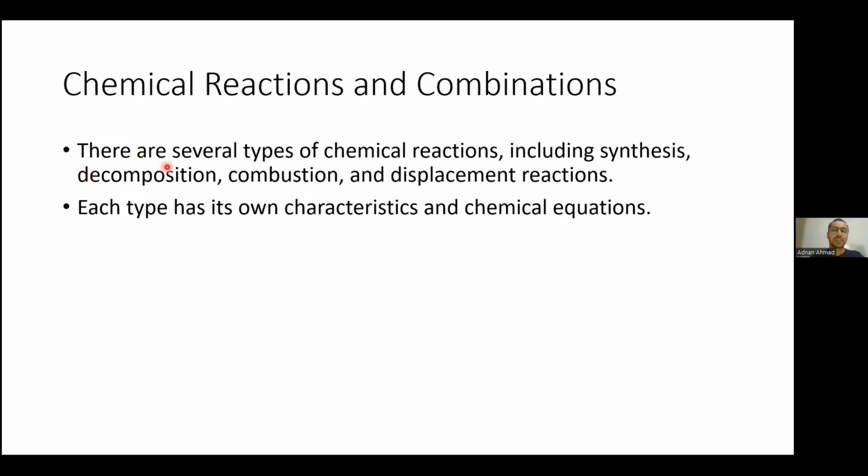Chemical reactions and combinations: there are several types of chemical reactions, including synthesis, decomposition, combustion, and displacement reactions. Each type has its own characteristics and chemical equations. So what is synthesis? We are trying to synthesize something. We are trying to make something. So whenever we try to make something, we use synthesis. We call that reaction a synthesis reaction in which something is being created.